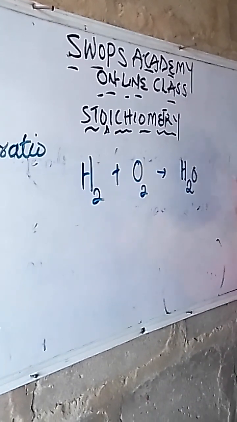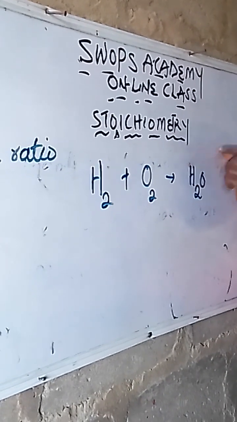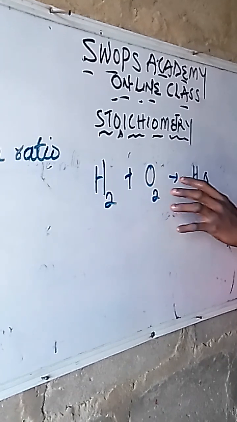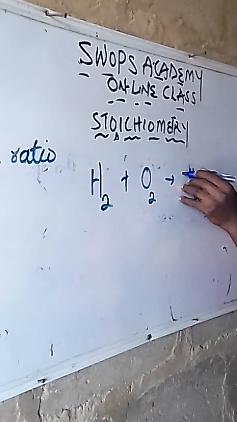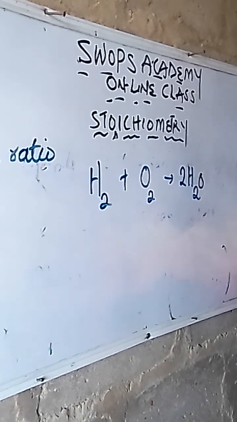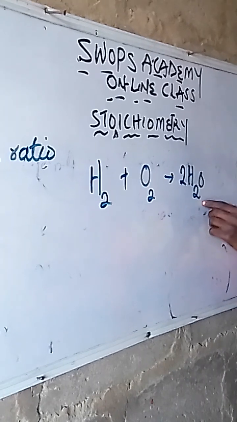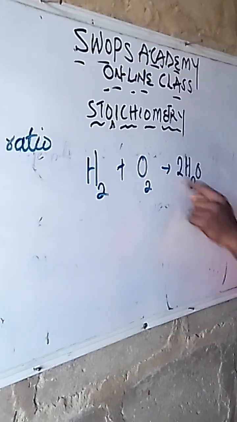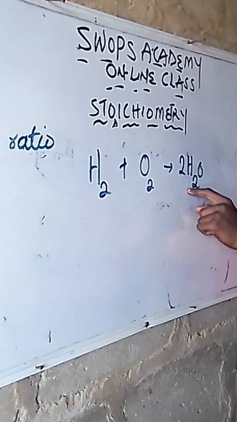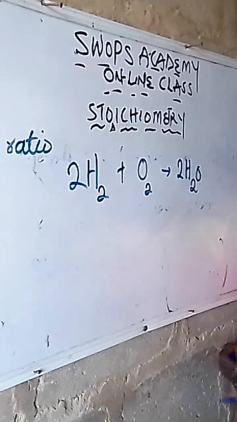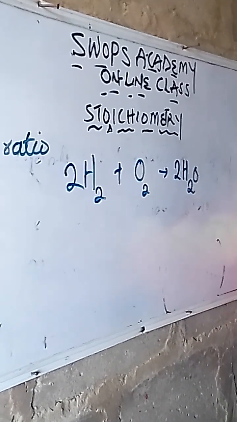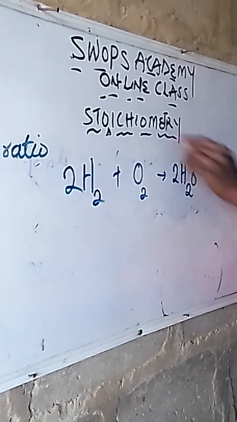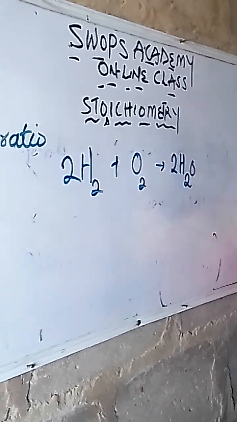Now you find a mix. That means oxygen is the one we have to balance. You can put 2 here, and everything becomes balanced. But it has affected this one, right? The hydrogen here becomes 4, so put 2 here. Is everything balanced? It's balanced.